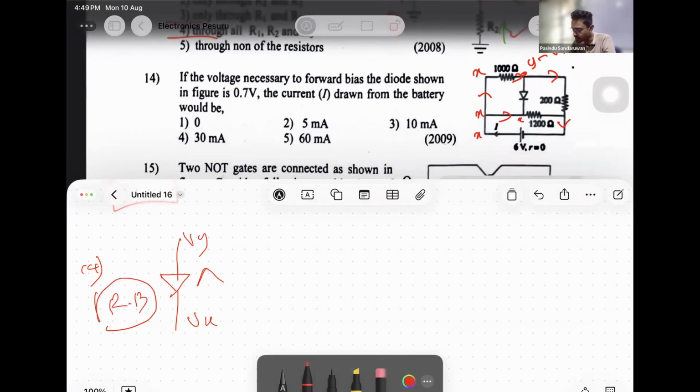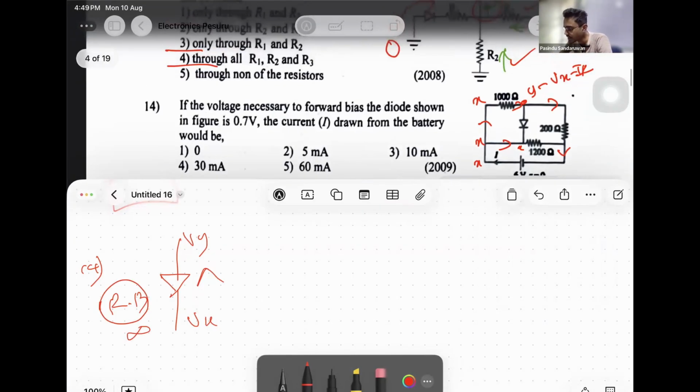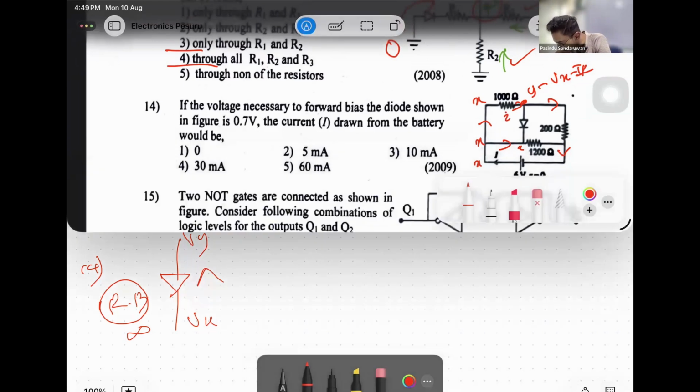If Vy is less, this diode is reverse biased. If the diode is reverse biased, resistance is infinity. No current is going to flow through this diode. Then, if no current flows through that diode, can you see that these two currents should be equal? These two currents are equal if no current flows through the diode.